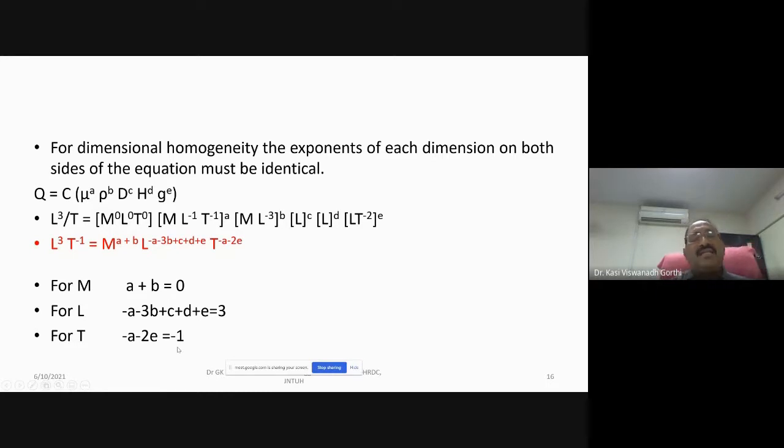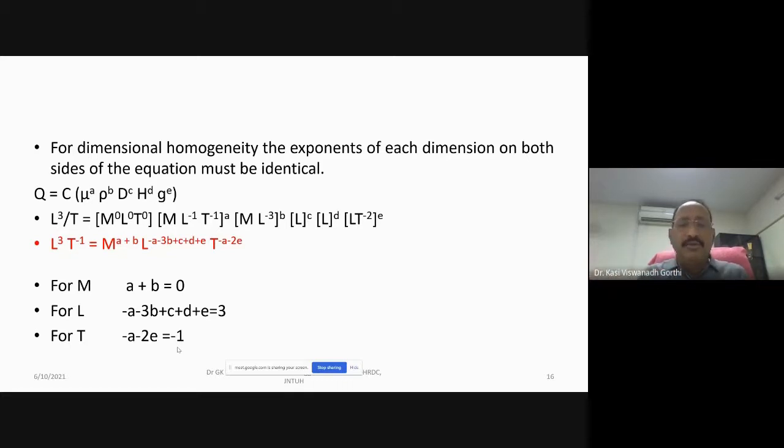How many exponent variables are there in these 3 equations? a, b, c, d, e. 5 variables are there. How many equations? 3 equations are there, one for m, one for L and one for t. So 3 equations, 5 variables have to be solved. If the number of equations is equal to the number of unknown variables, then you can achieve a unique solution. Otherwise, if the number of equations is less than the number of variables, you will get an infinite number of solutions.